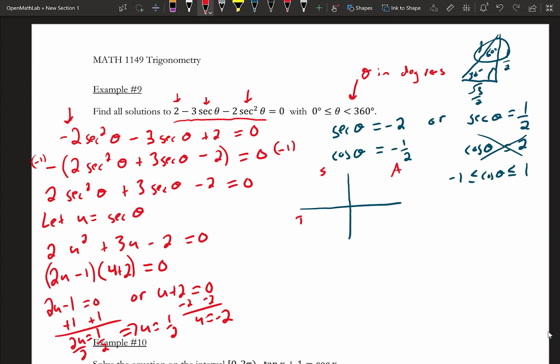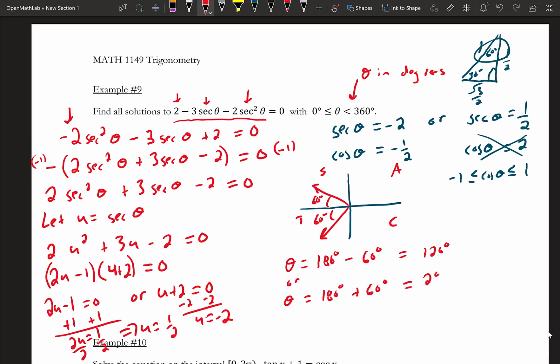All students take calculus. Cosine is going to be negative in the second and the third quadrant. So those reference angles are 60 degrees. So that leaves me with theta being 180 degrees minus 60 degrees, which gives me 120 degrees. Or theta is going to be 180 degrees plus 60 degrees, which is 240 degrees.